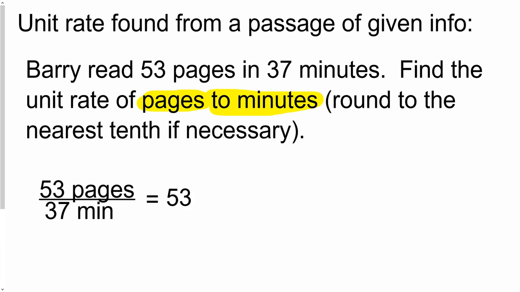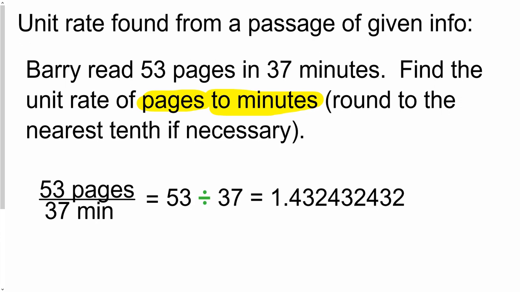Same thing we've done before. You take the top, divide it by the bottom. And this is what comes up on your calculator. And if they don't tell you to round, you probably don't need to round. But in this case, it's saying round to the nearest tenth. So you find your tenths spot. That's the 4. And you look at the number behind it. And in this case, that would mean we keep it as a 4. And now we're ready to make this into a unit rate by just putting a 1 under it. And don't forget to label.